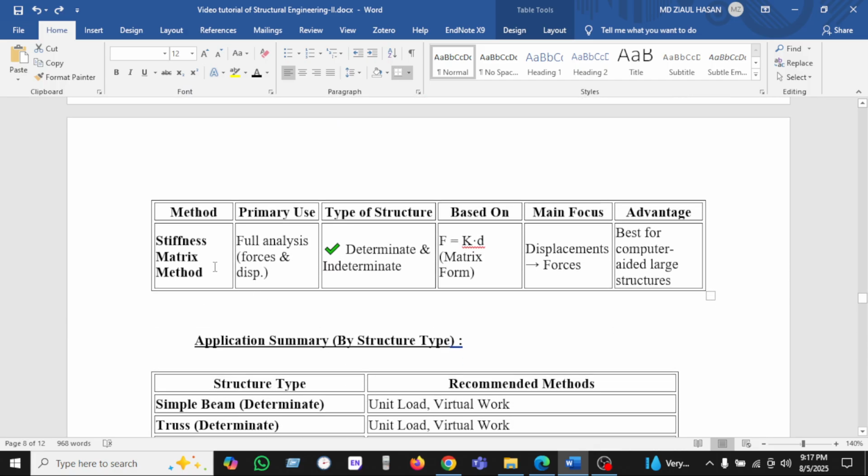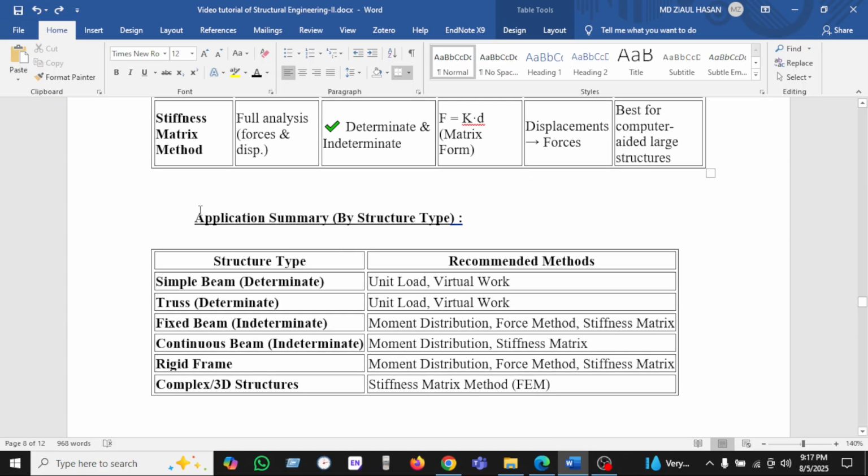And the last one we can see here is the stiffness matrix. It is a full analysis for force and displacement, and we can analyze both determinate and indeterminate structures. It is based on the matrix form, F equal to KD, where F is force, K is stiffness, and D is displacement. The main focus is displacement and forces, and the advantage is that it is computer aided for large structures.